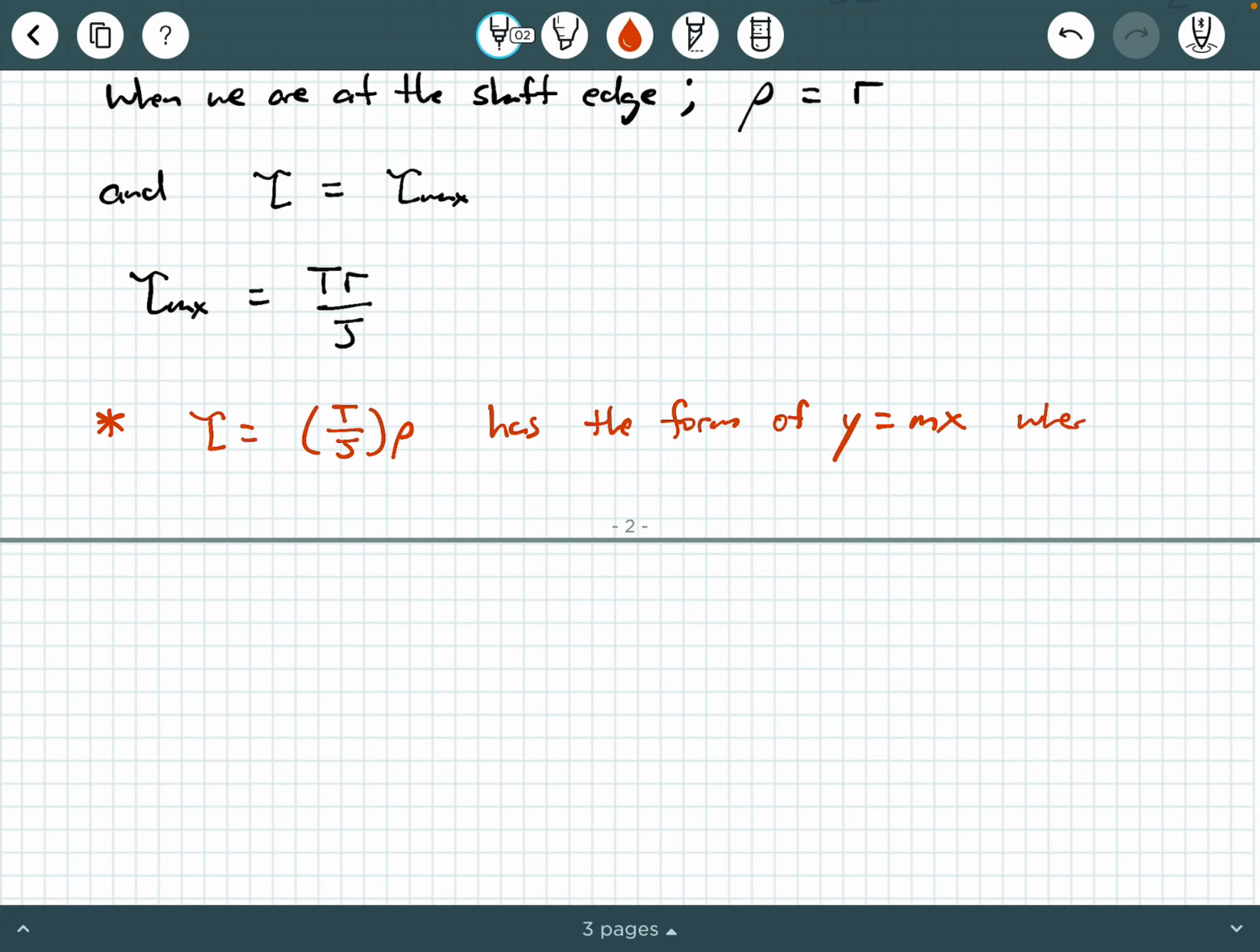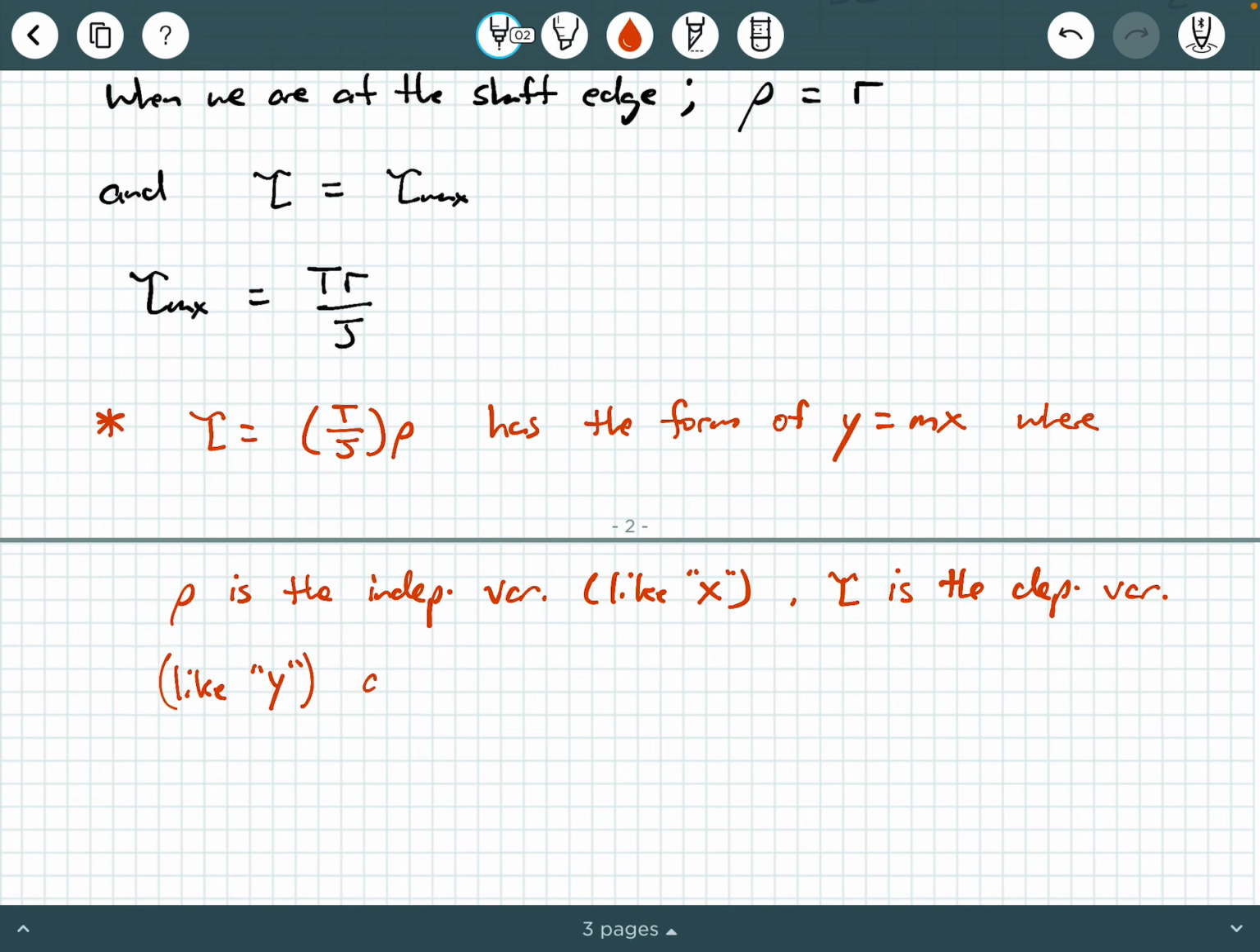So we're going to say where rho is the independent variable like x, tau is the dependent variable like y, and T divided by J is the slope like m. Okay, so that's what we mean by this is a linear stress distribution.